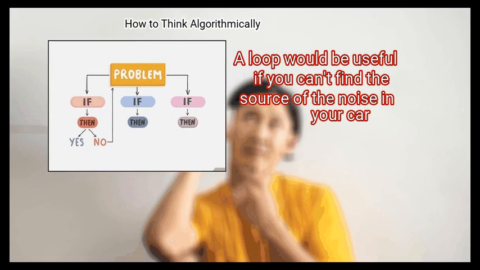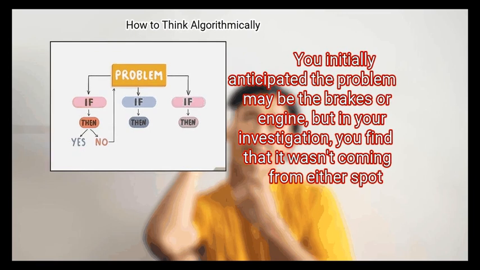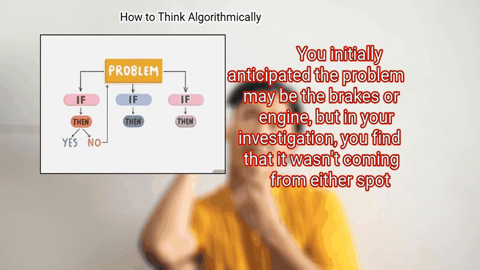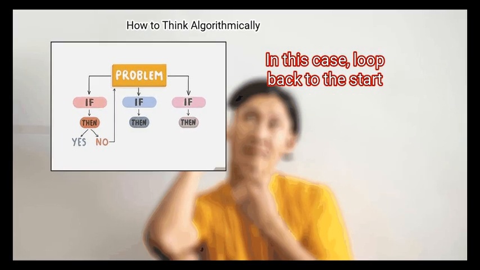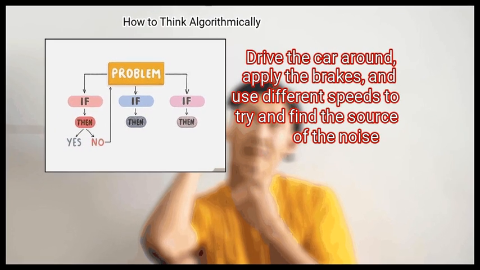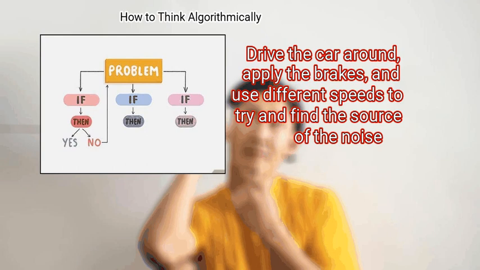A loop would be useful if you can't find the source of the noise in your car. You initially anticipated the problem may be the brakes or engine, but in your investigation, you find that it wasn't coming from either spot. In this case, loop back to the start. Drive the car around, apply the brakes, and use different speeds to try and find the source of the noise.